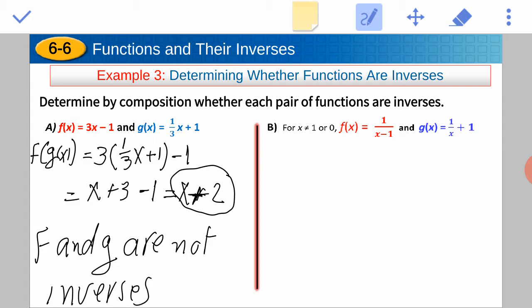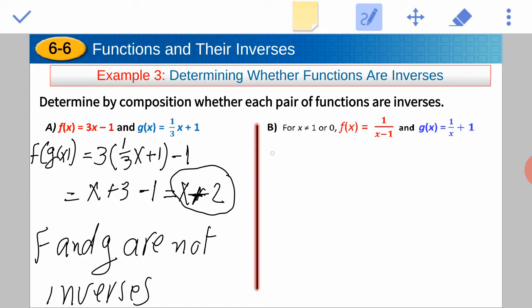Another part. For x doesn't equal 1 or 0, this is a condition. We are given f of x and g of x, and we need to determine by composition whether this pair of functions are inverses to each other or not. Remember guys, the definition says if f of g of x equals x and g of f of x is also equal to x, the two functions are inverse functions, otherwise they are not.